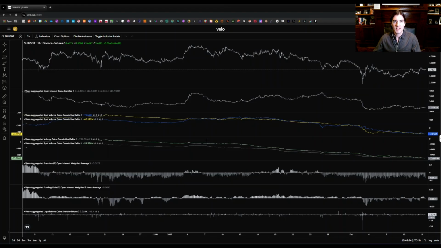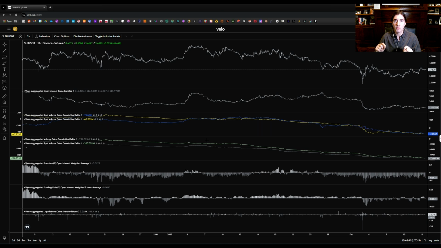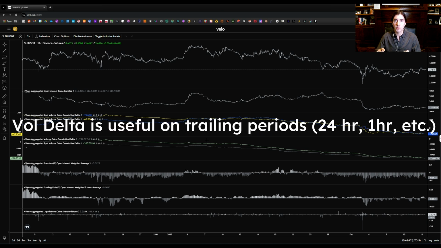Okay, our next step is volume delta. We want to write down the top volume delta leaders and the top volume delta laggards. And again, volume delta is a very simple concept, but it can be used in a very powerful way. Volume delta equals buy volume minus sell volume. And the value of volume delta is looking at it over certain look back periods or trailing moving averages.